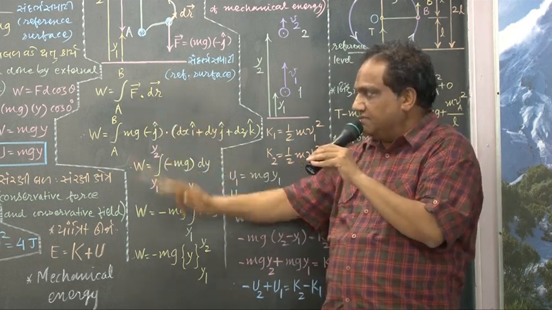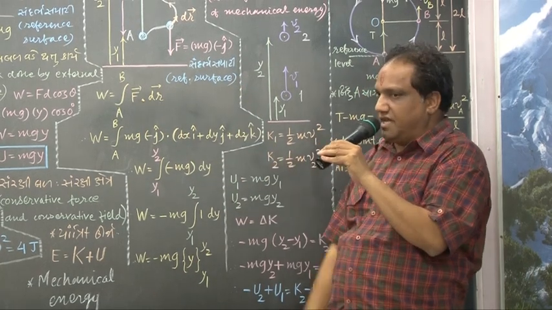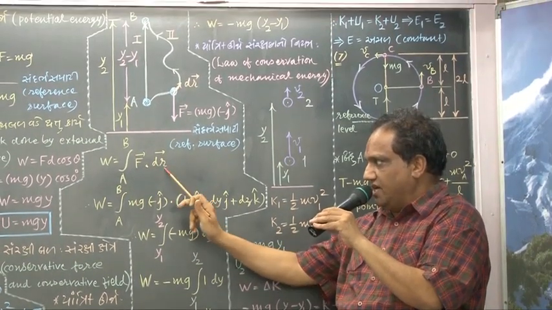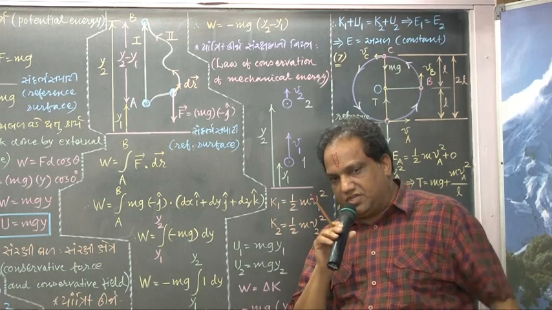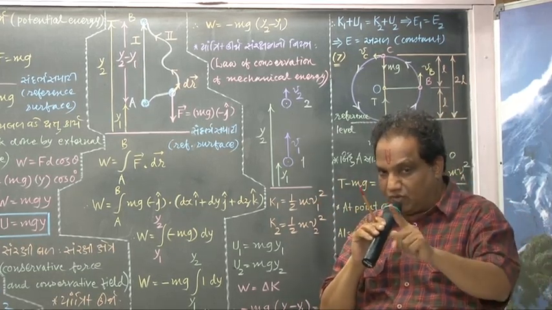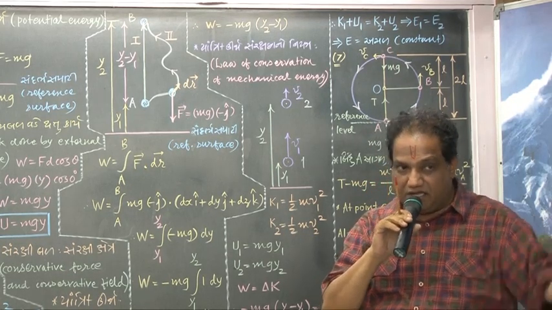Integration as it is. What is vector F? Vector F is mg into minus j, dot vector dr. Wait, what was the formula for the position vector in 3 dimensions? Vector r equals x i hat plus y j hat plus z k hat.